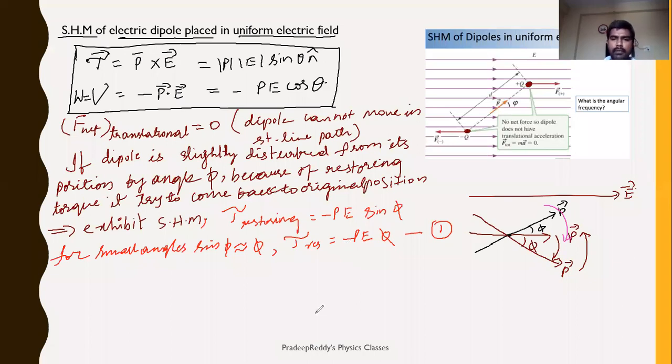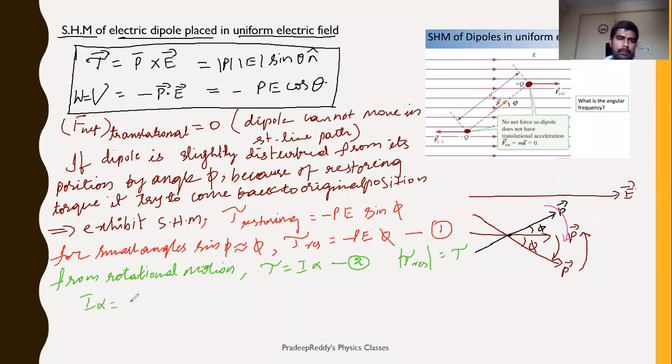Now, from rotational motion, we have the equation for torque: τ is equal to I α, where I is the moment of inertia and α is the angular acceleration. Take this as equation number 2. The magnitude of the restoring torque should equal the torque acting on the body, so I equate those two. I α is equal to minus pE θ. From here, α is equal to minus pE divided by I, into θ.